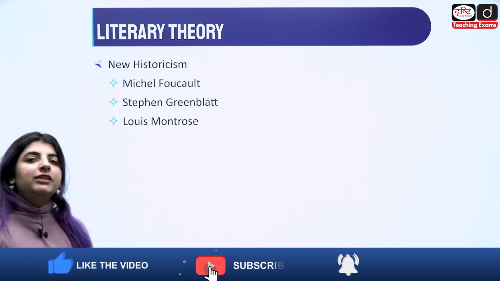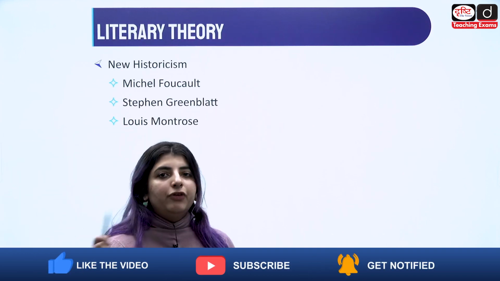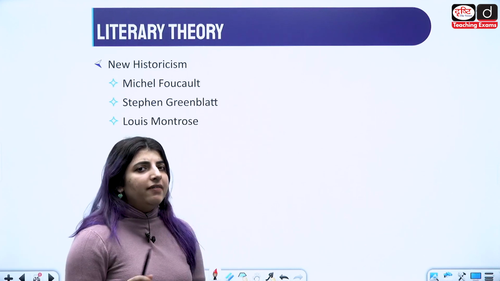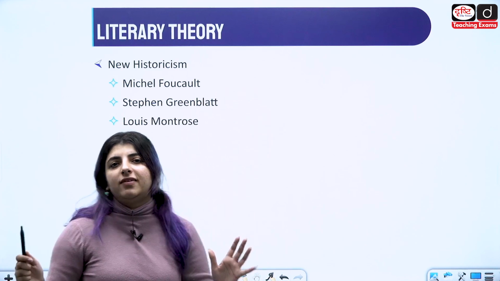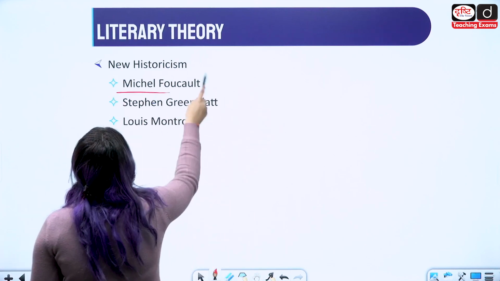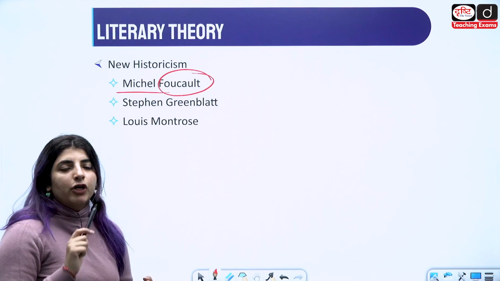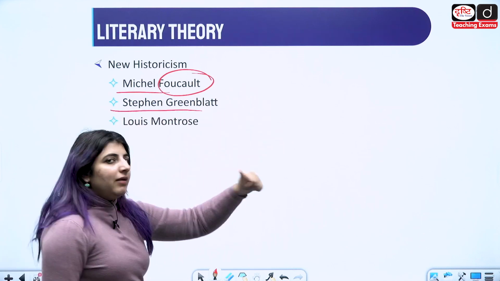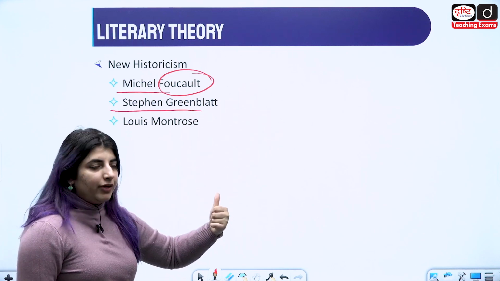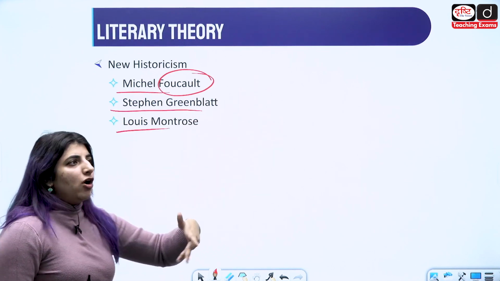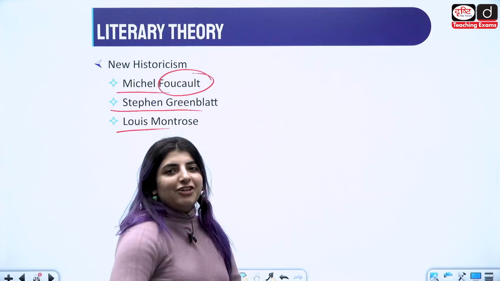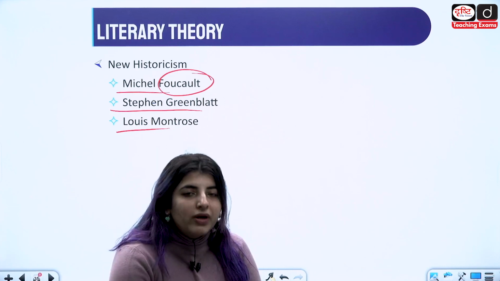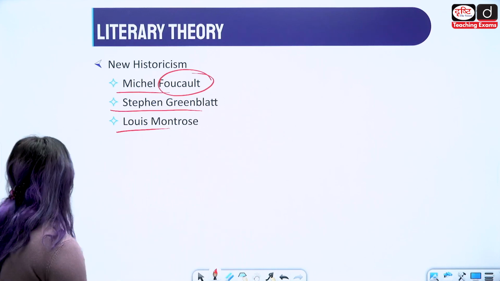Then we have new historicism. How should we view history through the lens of a new historicist, and how is it different from an old historicist's point of view? With Foucault, with his terms such as episteme, knowledge, discourse, power. Stephen Greenblatt, who is the pioneer, the father of new historicism, and Louis Montrose, who talks about the historicity of text and the textuality of history. What does that term mean? We are going to go into greater detail to talk about these things.